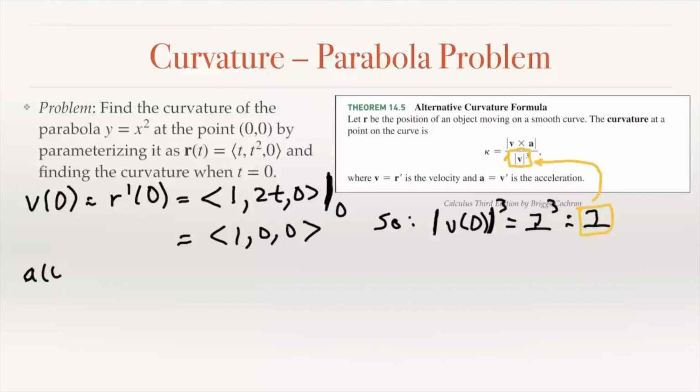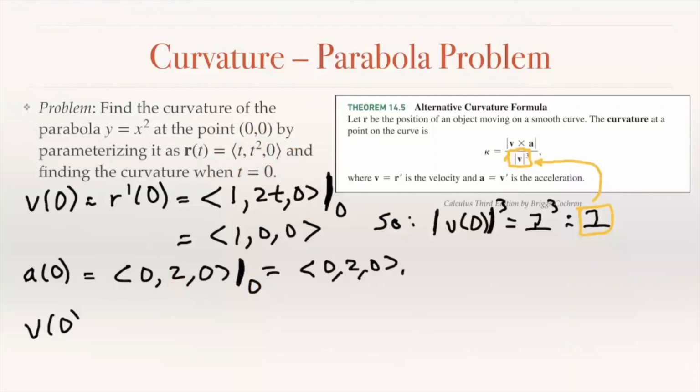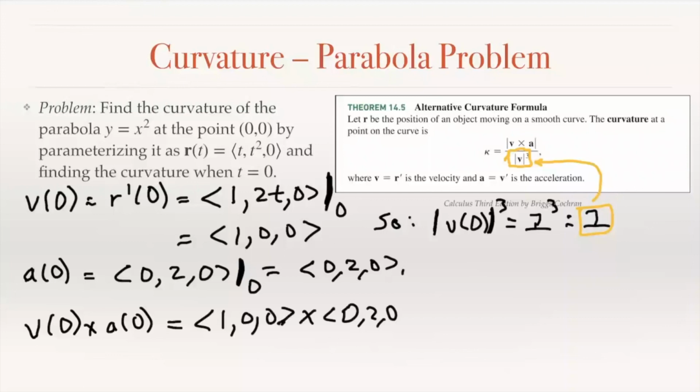And a of 0, that would be 0, 2, 0, evaluated at 0, again taking the general second derivative of this guy, and then plugging in 0. There is no t here, so when you plug in 0, you get back 0, 2, 0. And then v of 0 cross a of 0, that means 1, 0, 0 cross 0, 2, 0. And the point is, well, one point is that this is a much nicer cross product to compute because it has so many things 0. And there is no t, since we are considering it only at a single point.